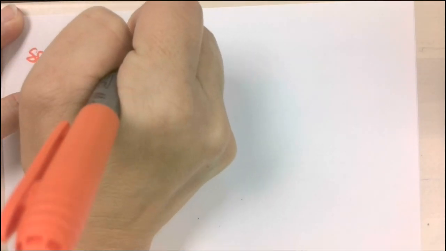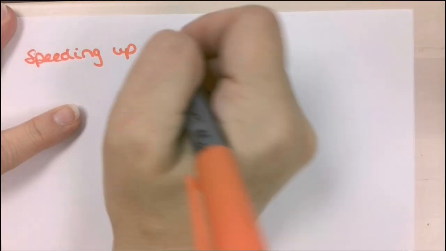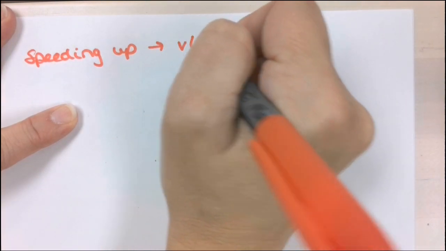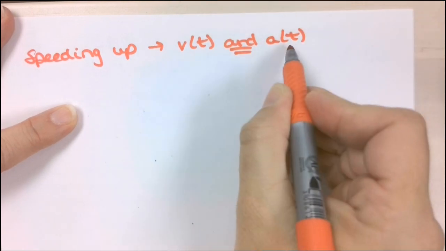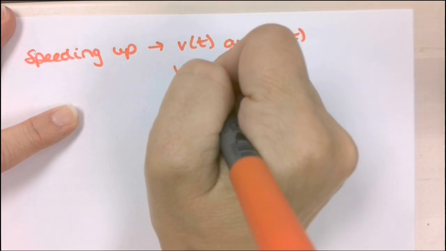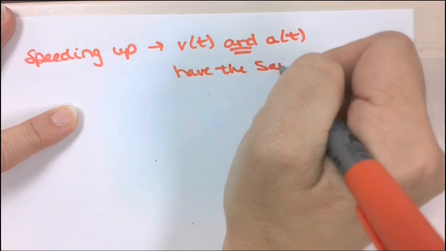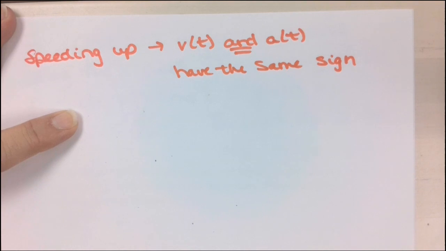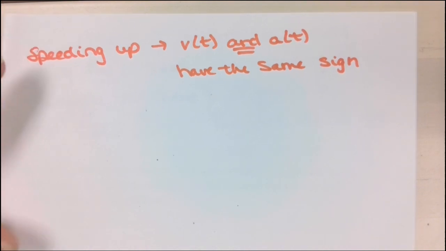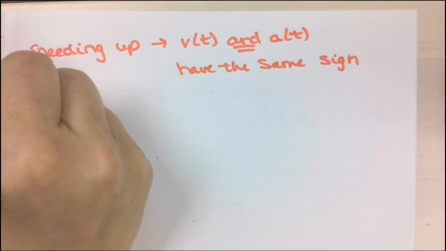And finally, sometimes we're asked if the particle is speeding up, or if the speed is increasing, or if it's slowing down or decreasing. If the particle is speeding up, that means that v of t and a of t, the velocity and the acceleration, have the same sign. That means that they are working together in the same direction, either both working in the positive direction or both working in the negative direction. That's what causes a particle to speed up.